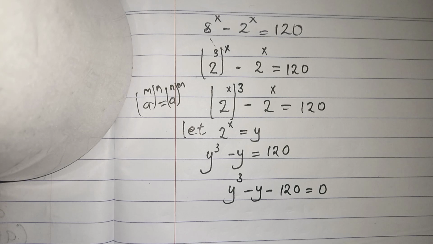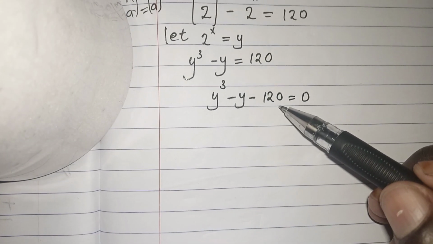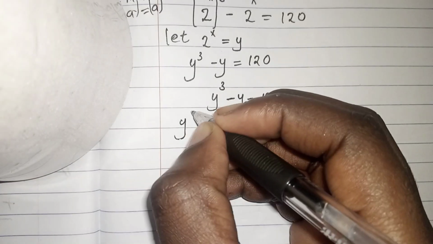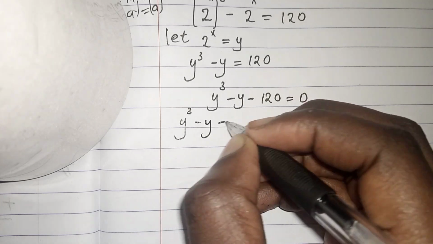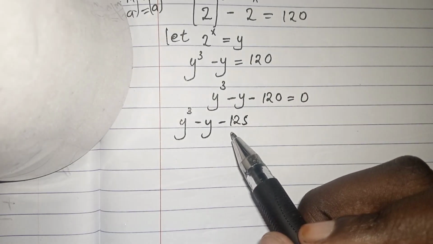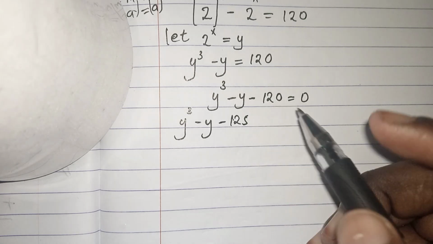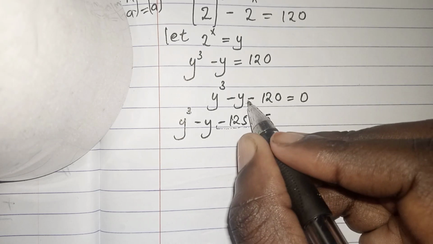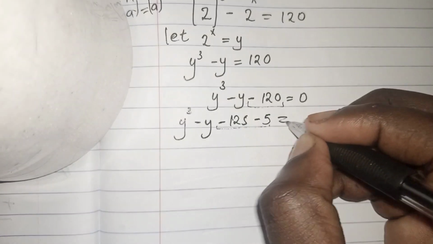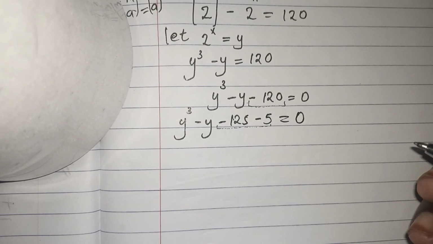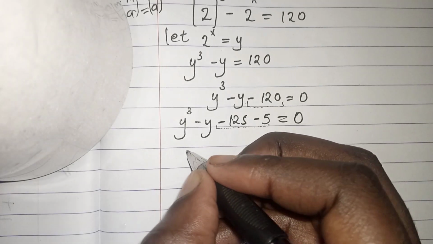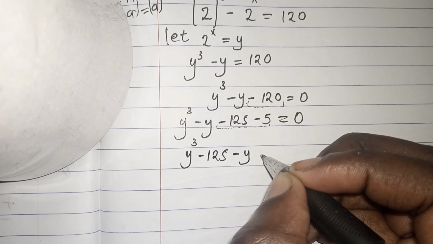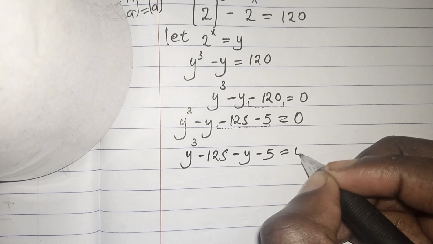Okay, our next step, we are going to look for the nearest cubic number to 120, which is 125. So y cubed minus y minus 125. So what shall we do to this 125 so that we can get 120? We are going to subtract 5. So if you take this, you are going back to negative 120 is equals to 0. Nice. So our next step, let us rearrange this. So y cubed minus 125 minus y minus 5 is equals to 0.